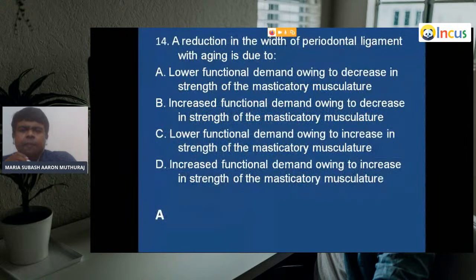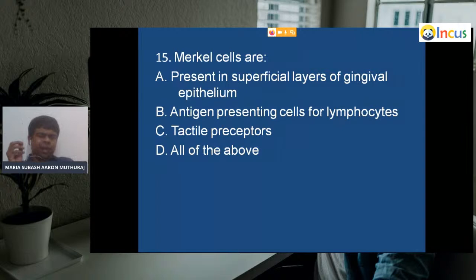The Merkel cells, as I already told, are clear cells or non-keratinocytes. Clear cells include Langerhans cells, melanocytes, and Merkel cells. Merkel cells, Langerhans cells, and melanocytes are clear cells or non-keratinocytes, whereas keratinocyte is the most predominant cell of the epithelium.